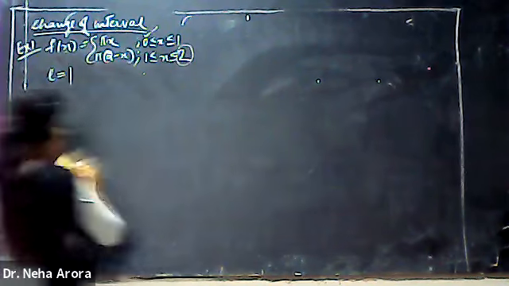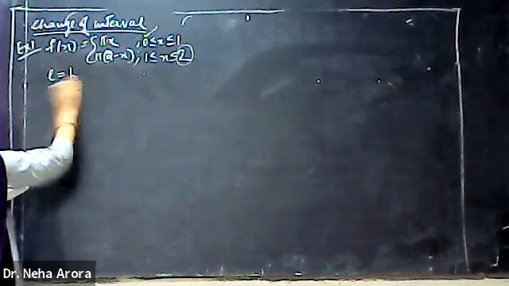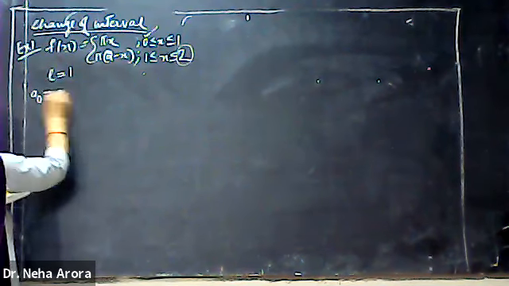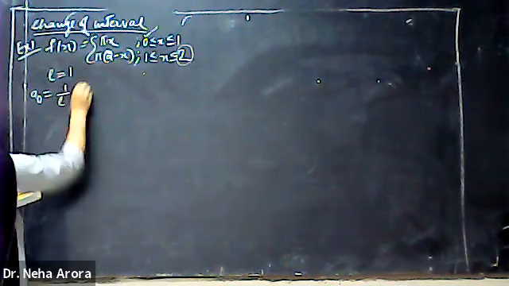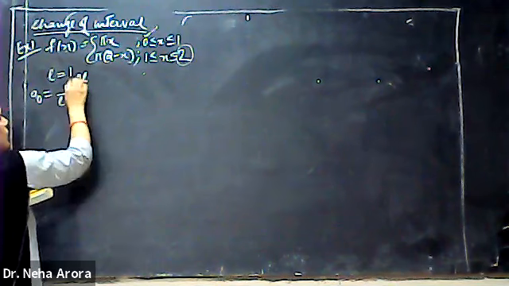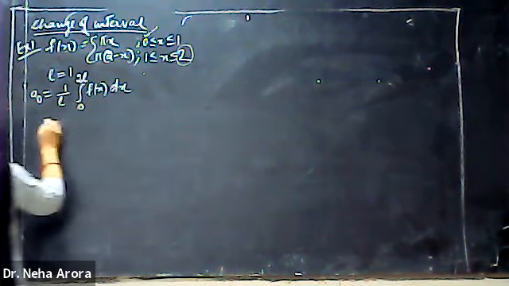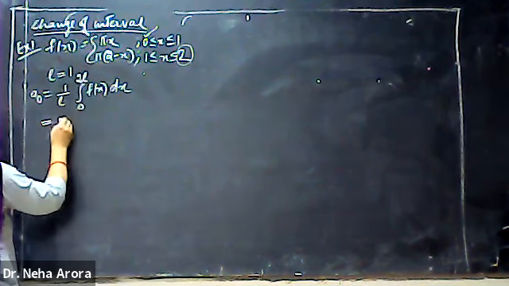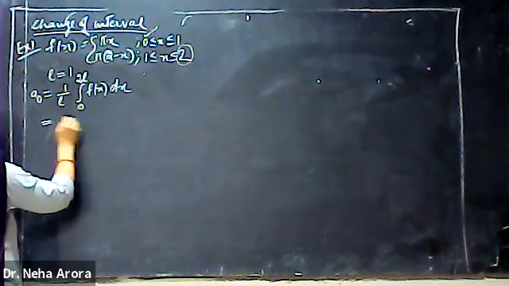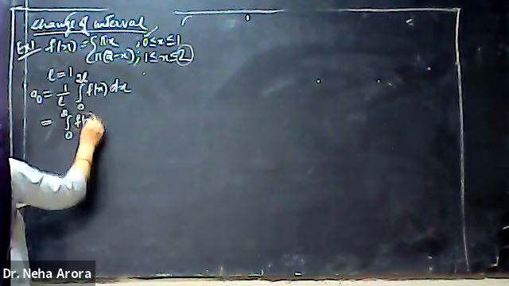Now we need to find all the three values, a naught, a n and b n. So let us start with the value of a naught, that is given by 1 by L, 0 to 2L, f(x) dx. Now this is further equal to, putting L equal to 1, 1 by 1 as 1, then 0 to 2 into 1, f(x) dx.